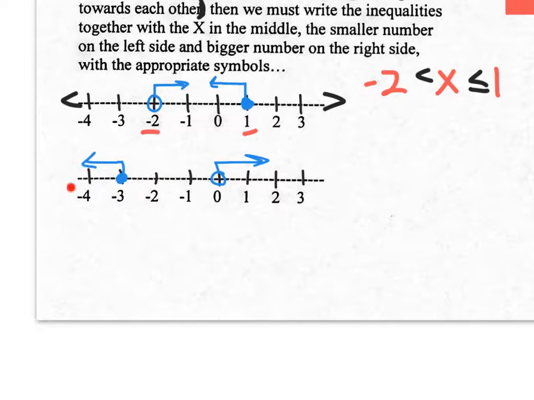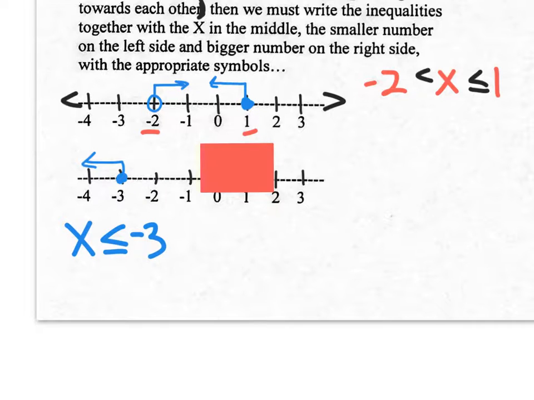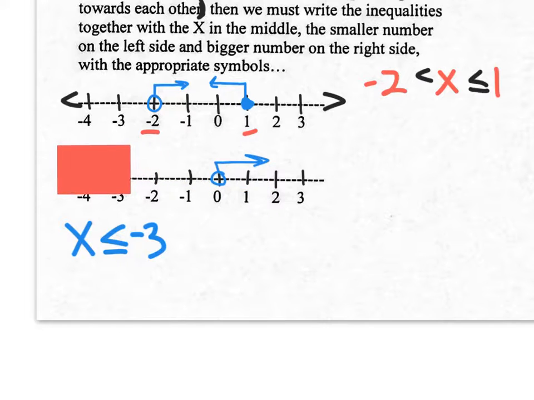Let's take a look at what does this say? If you were to ignore this graph, what does this guy say right here? X is greater than to the right. Is that going to the right? Less than or equal to, because it's a solid dot, less than negative 3. Okay. So now let's cover up the other one, and let's focus in on that one. What does that one say over there? X is greater than 0.